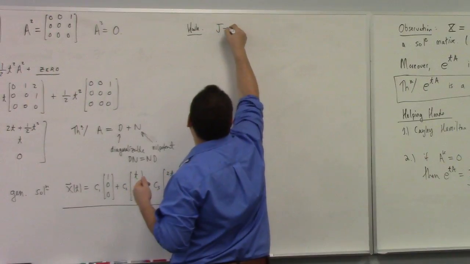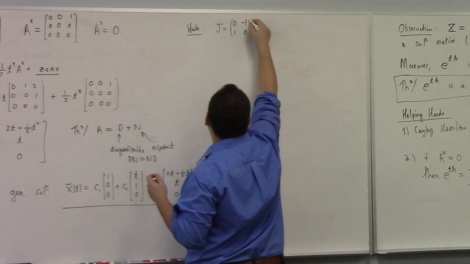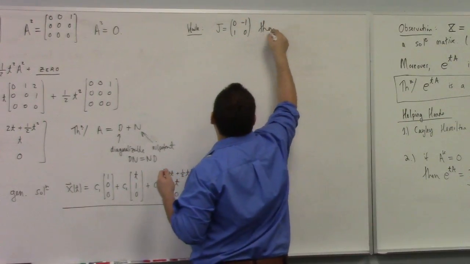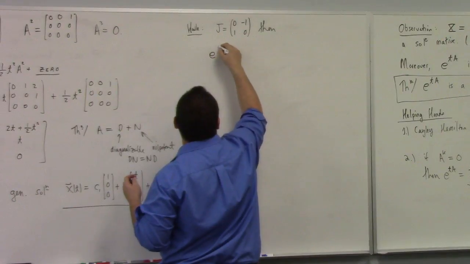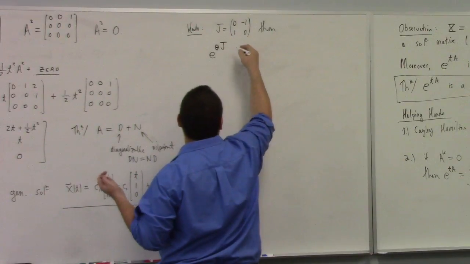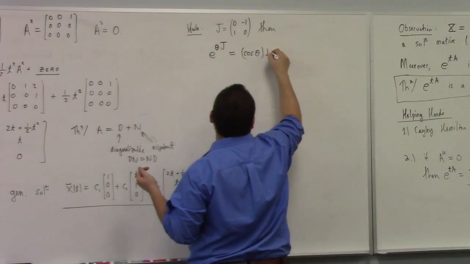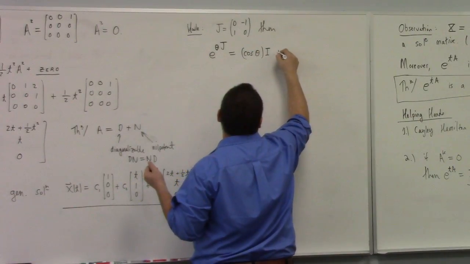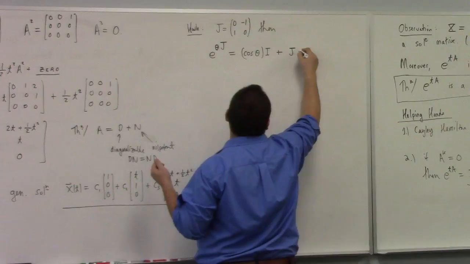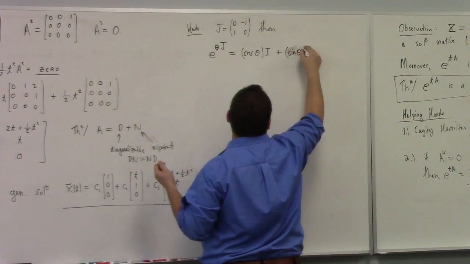If you have J equals 0, minus 1, 1, 0, then if you calculate e to the J times, let's say, theta J. So theta is just a real variable, it's playing the role t did. Then what you get is cosine theta times the identity matrix plus sine theta times J.